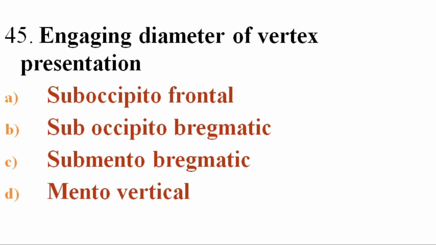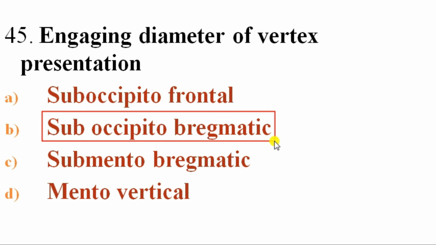Next question, engaging diameter of vertex presentation. Options A. Suboccipitofrontal, B. Suboccipitobregmatic, C. Submentobregmatic, D. Mentovertical. Answer is B. Suboccipitobregmatic, which is the engaging diameter of the vertex presentation.